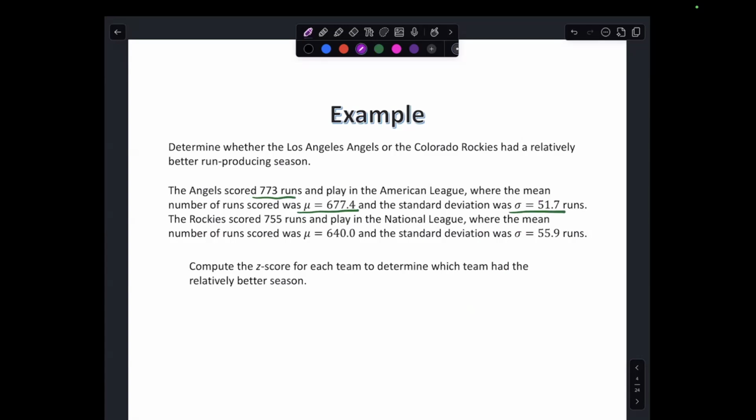The Rockies scored 755 runs. They are in the National League. The mean number of runs scored was 640, and the standard deviation is 55.9. I'm going to write the formula first. Go ahead and calculate these z-scores. I'm going to do it quietly myself, but you go ahead and calculate them. If you get stuck, go ahead and look up. I would like you to try them on your own.